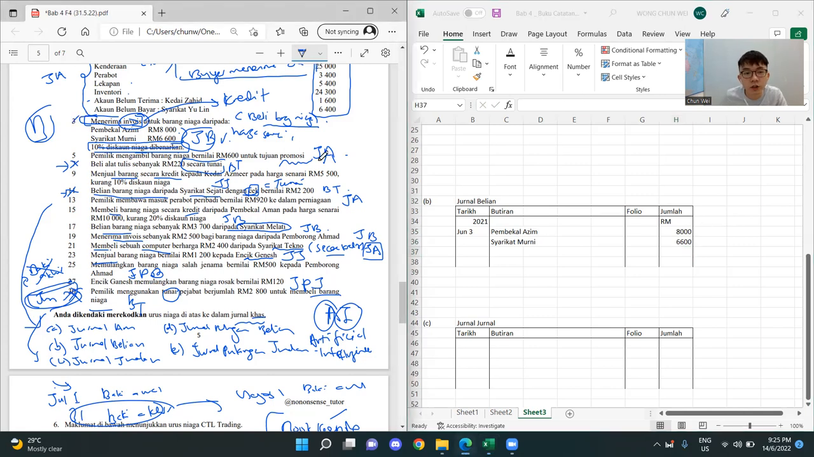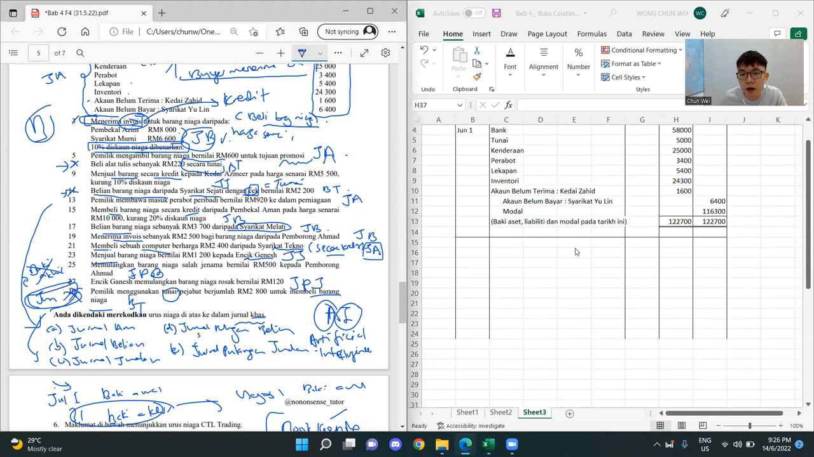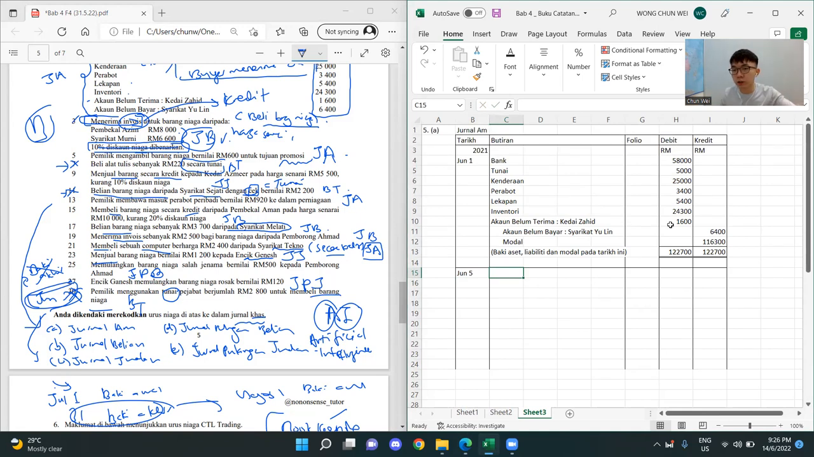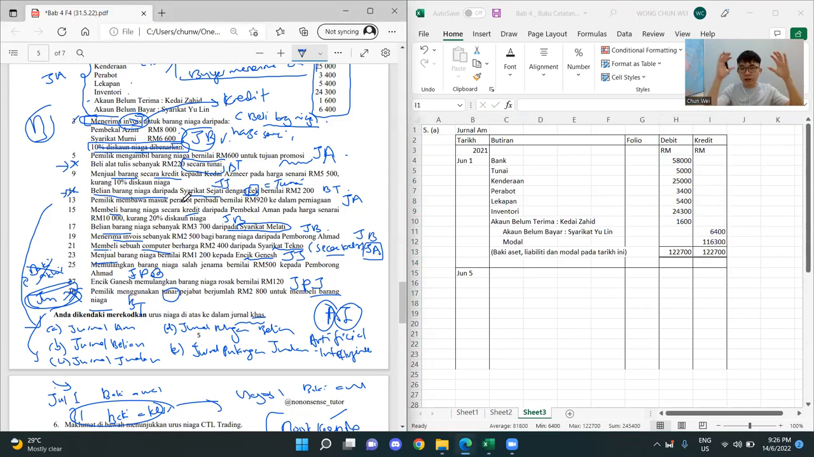We go to 5th, journal am, JA. So June 5th, yang lebih barang untuk tujuan promosi. Now we talk about debit and credit, because this is general am. General am involves debit and credit. As I said in last class, when there is a urus niaga, there must always be a debit and credit.